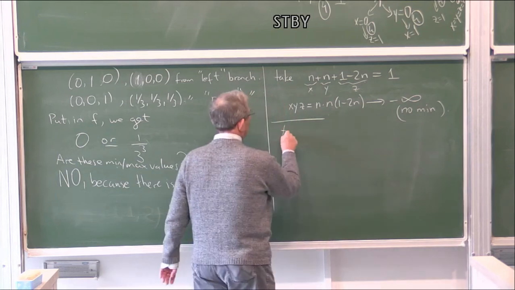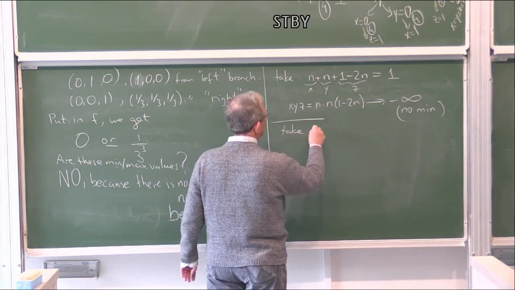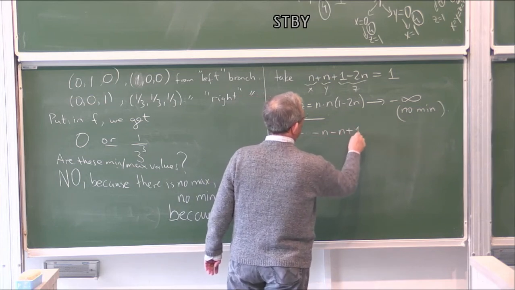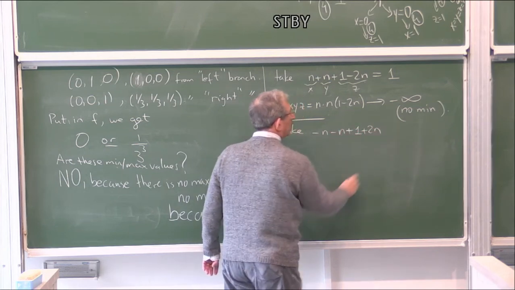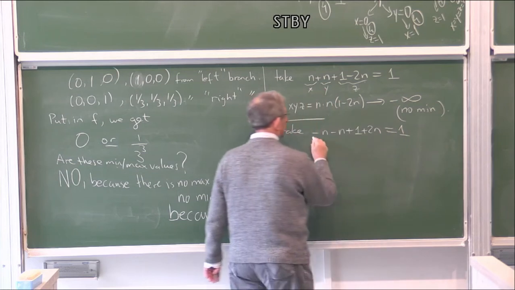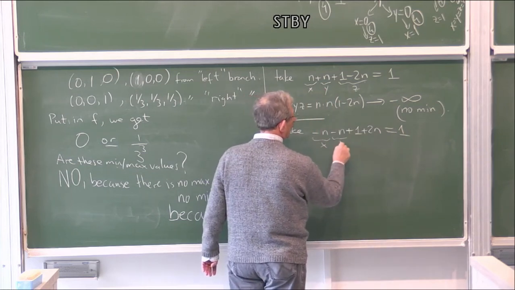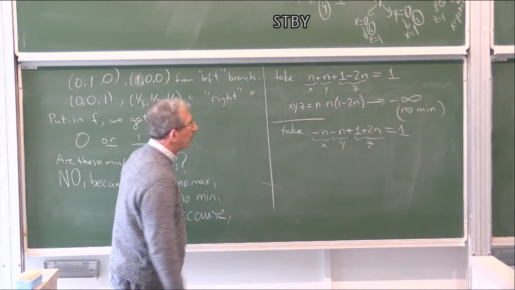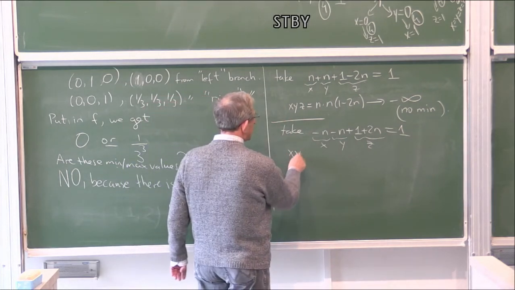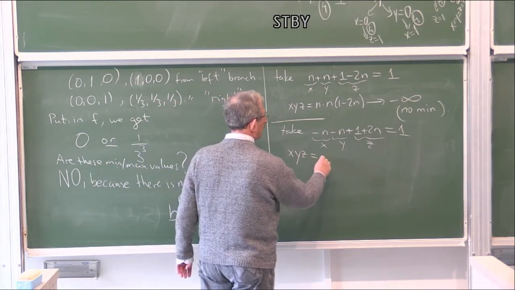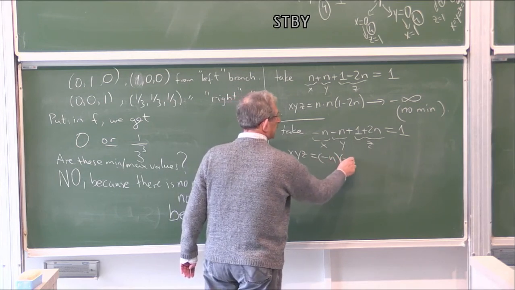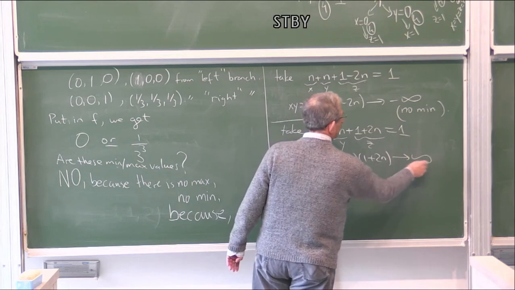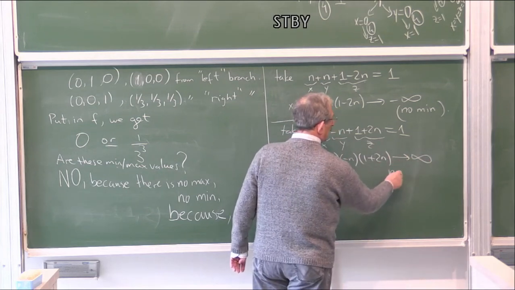Also, take, for example, minus n, and 1 plus 2n. Well, this is again 1. This is your x, this is your y, this is your z. The sum, of course, is 1, and the xyz function will give you minus n, and 1 plus 2n, which of course goes to infinity, so no maximum.